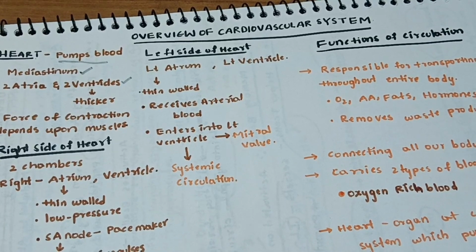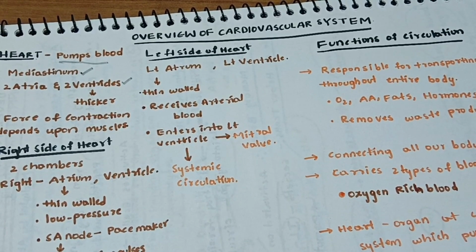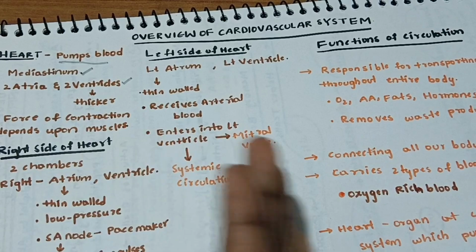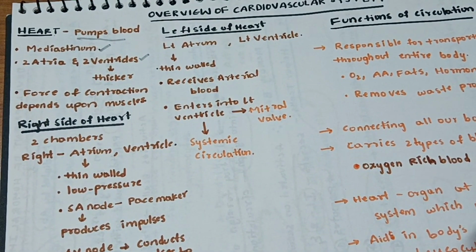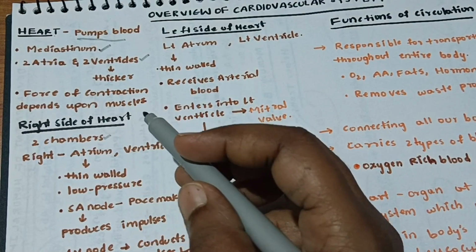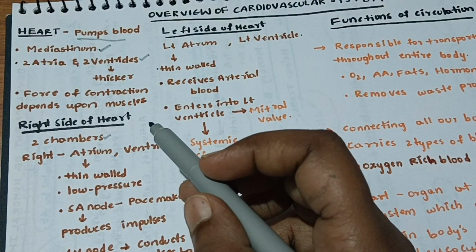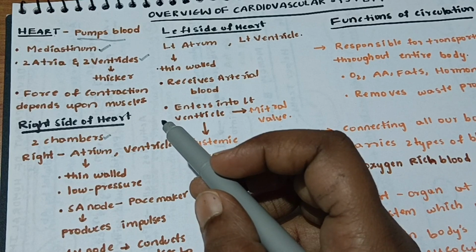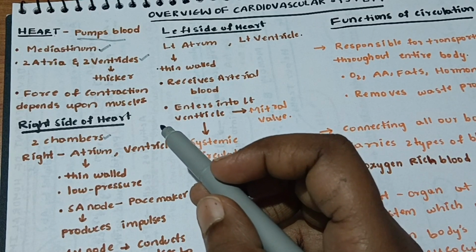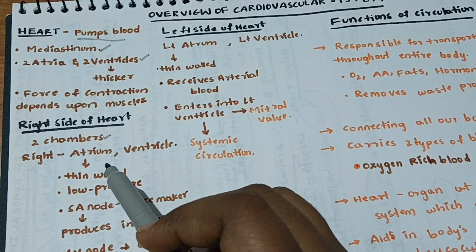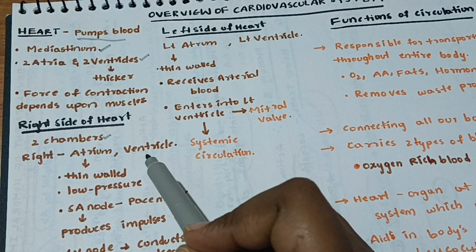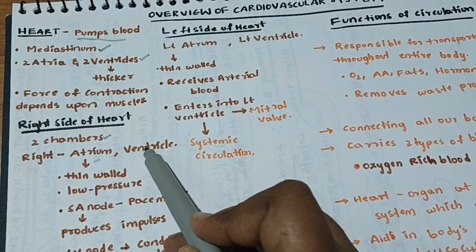Now let's see the heart as the right side of the heart and the left side of the heart. It is a four chambered organ. The right side has the right atrium and right ventricle. The left side has the left atrium and the left ventricle. The right side contains two chambers. What are they? Right atrium and right ventricle.